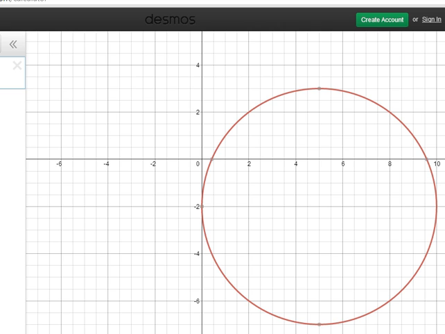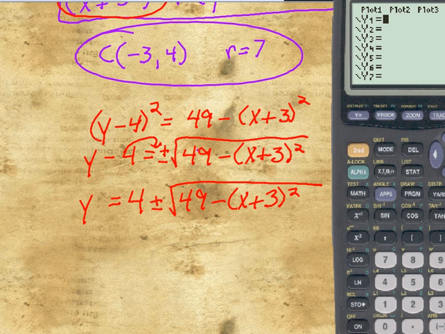So where in the world is that plus or minus on your calculator, right? There's not one. So here's how you're going to do it. You're going to type it in as 4 plus the square root of 49 minus parentheses x plus 3 squared. And I'll go ahead and say the calculators are not very good at these. Let's look at this. Wow, it's decent. You see that? That's the top part of your circle.